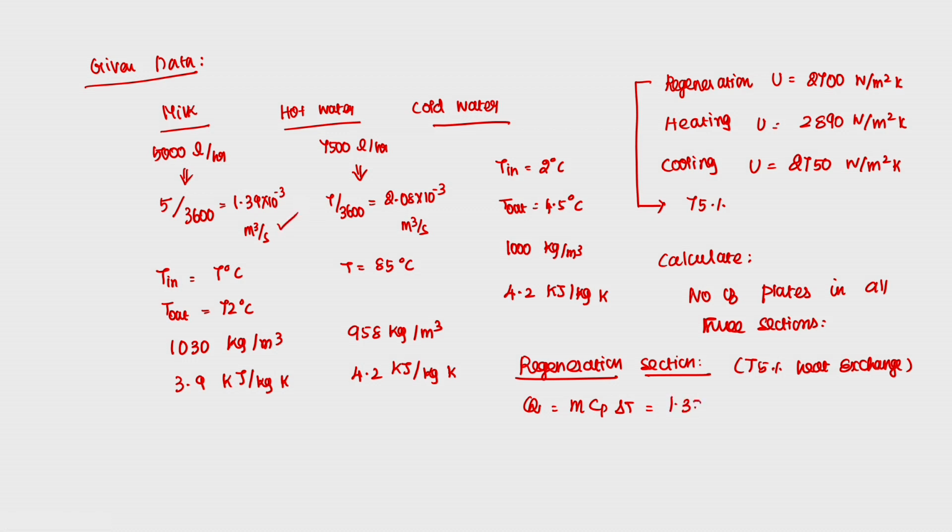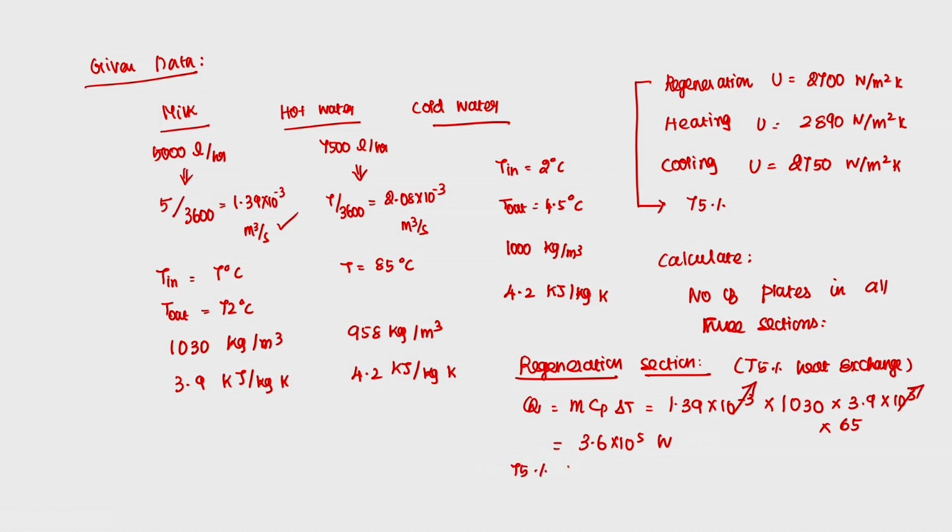So, 1.39 into 10 to the power of minus 3 into density, which is nothing but 1030, and the Cp is given as 3.9 into 10 to the power of 3 because it is given in kilojoules, and the total temperature gradient is 72 minus 7, which is nothing but 65. So, the total Q you would be getting is 3.6 into 10 to the power of 5 watt.